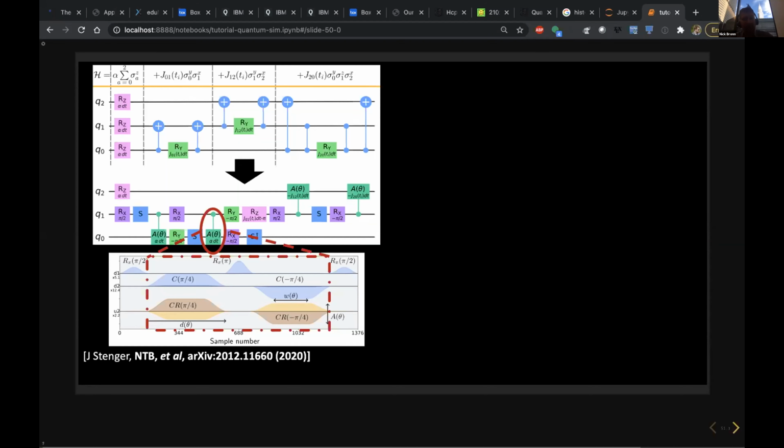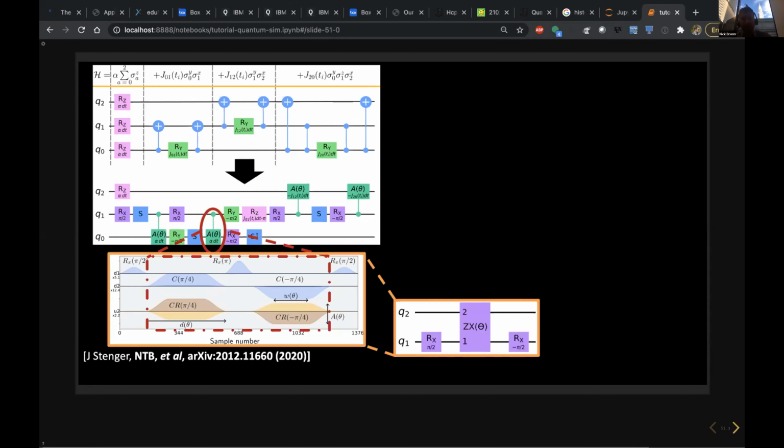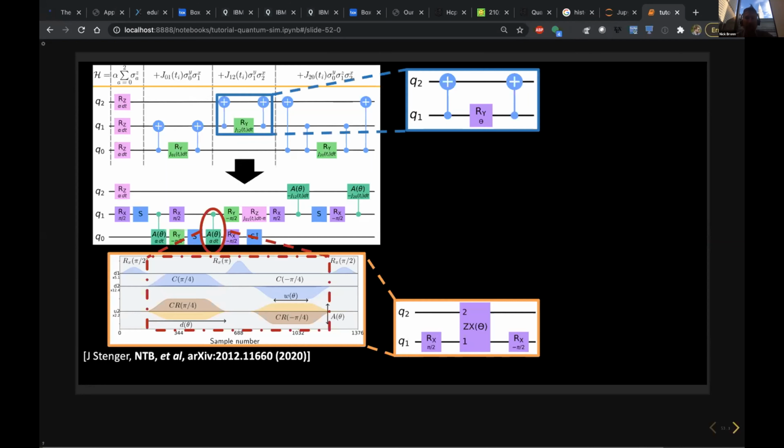Now, if I take that and I add that echo cross resonance and I add a single pi over 2 to the beginning and the end, then I actually get this circuit right here, which is a ZX of theta with a pi over 2 and a minus pi over 2 before and after on qubit 1. And it turns out this is exactly what I was showing you earlier. This is a YX interaction.